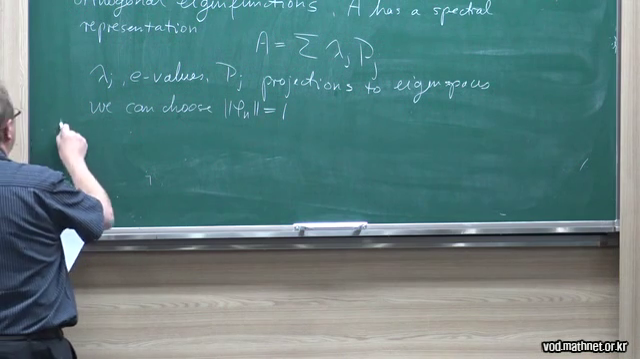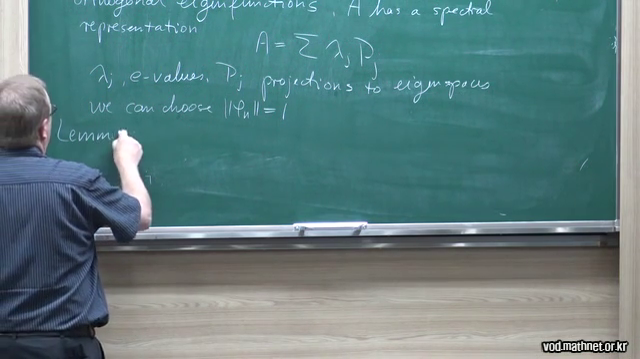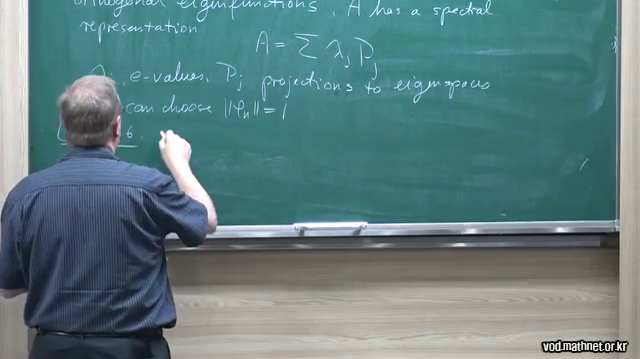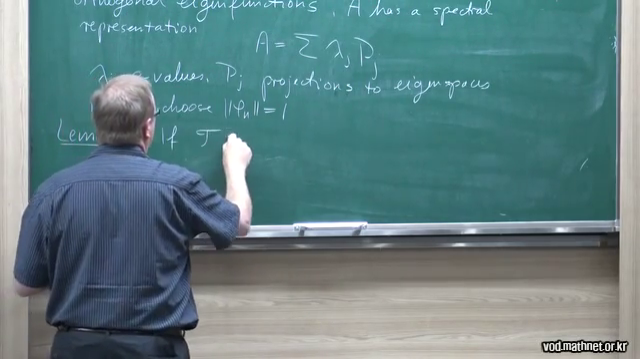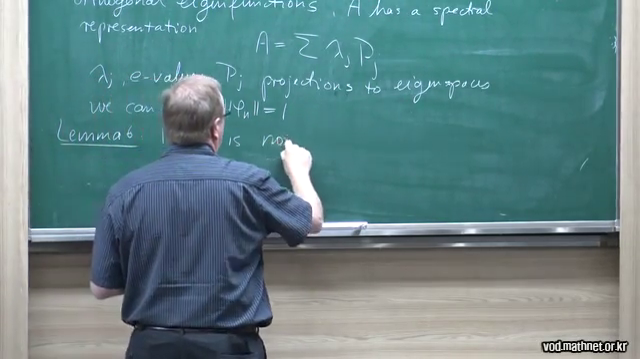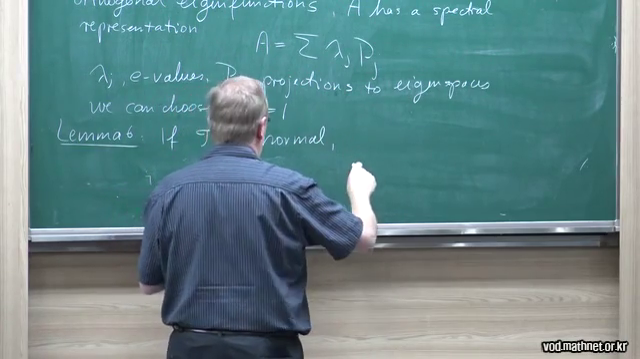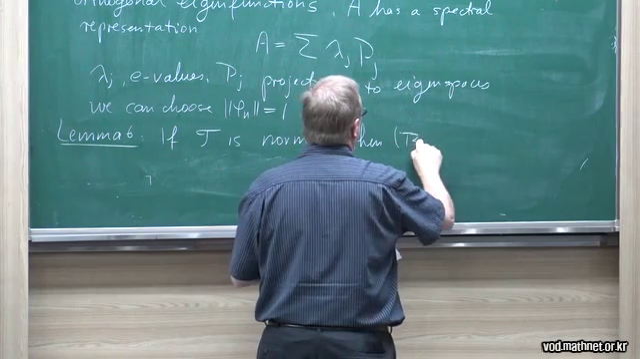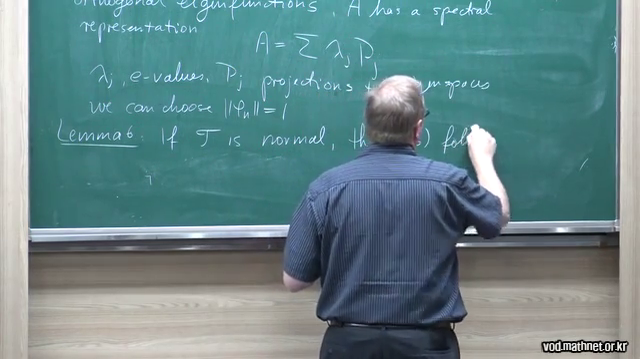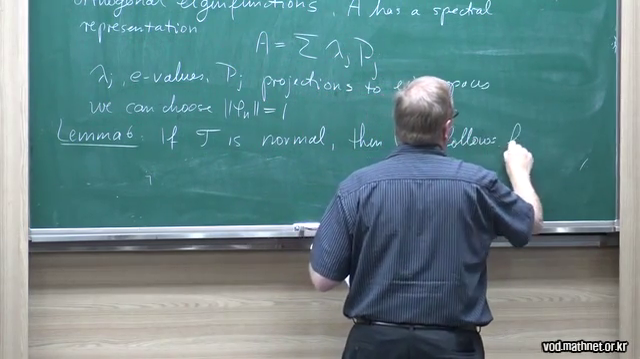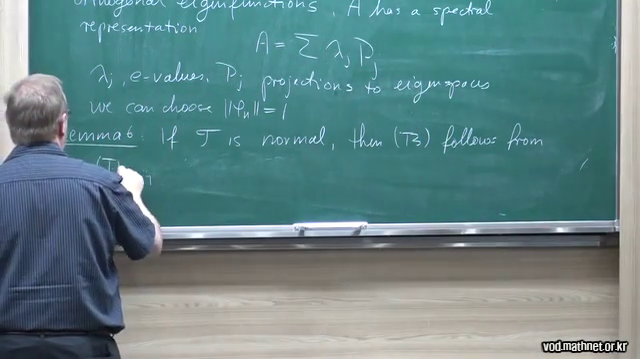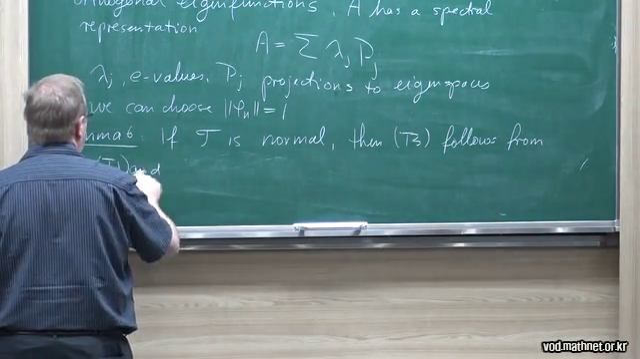So then how do we use this? Lemma 6. So if T is normal, then T3 follows from T1 and T2.